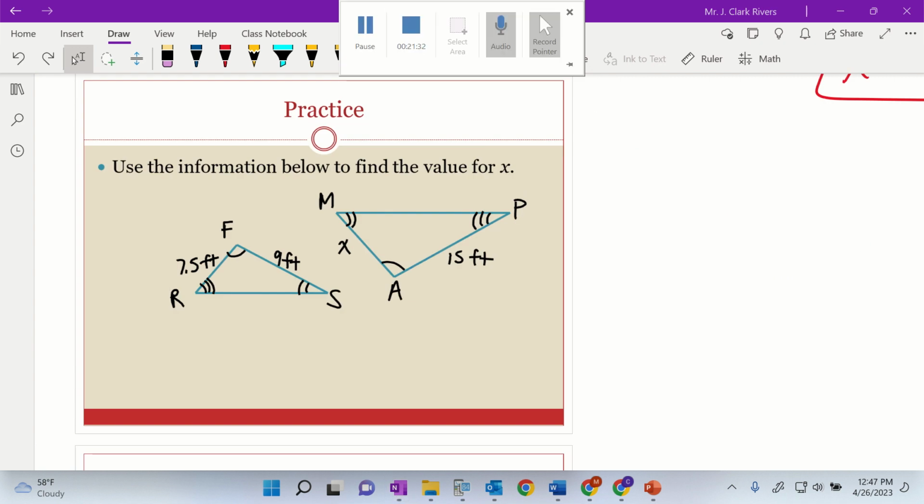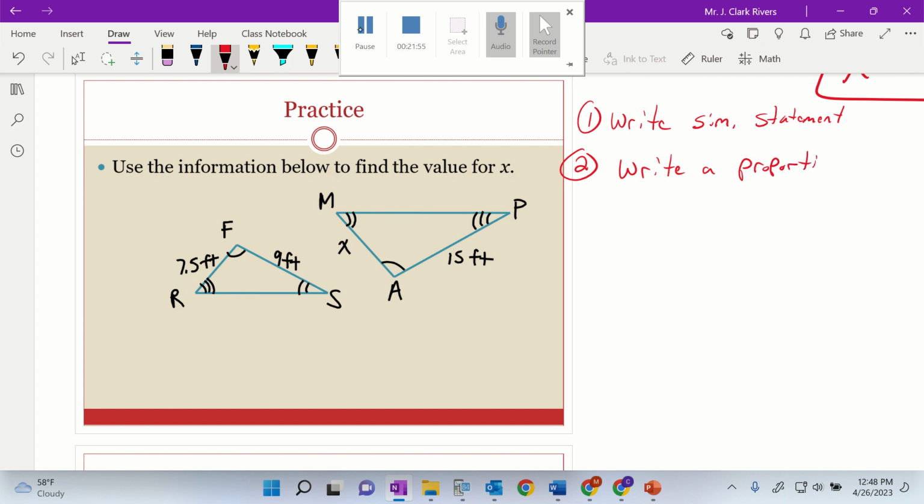Try this one out. Use the information below to find the value for X. Number one, write a similarity statement. After you've written a similarity statement, number two, write a proportion. After you've written a proportion, I would like you to solve. So those are the three steps I want you to use right now to find the missing side MA.